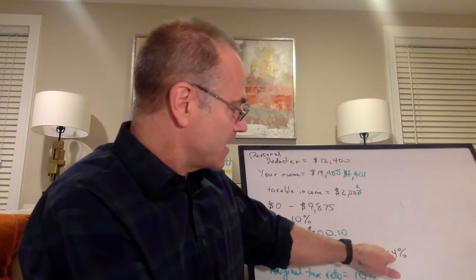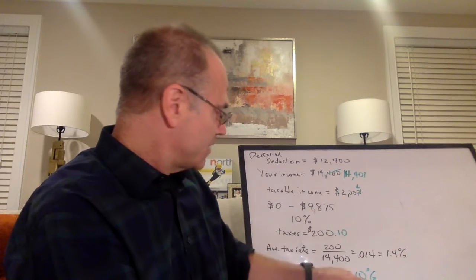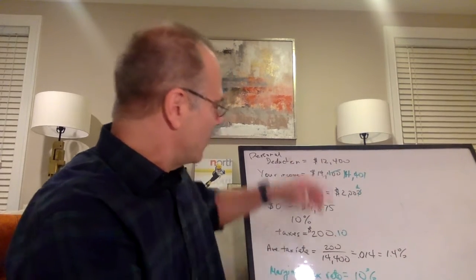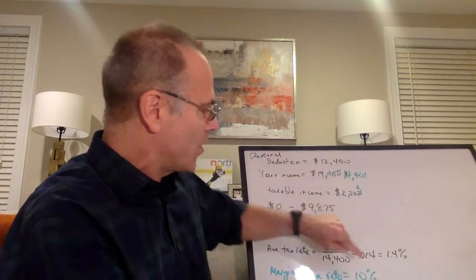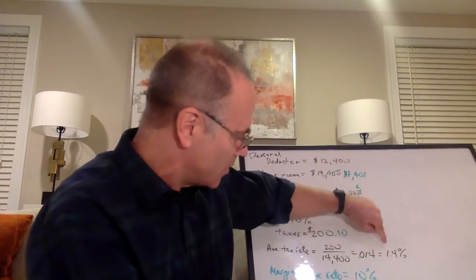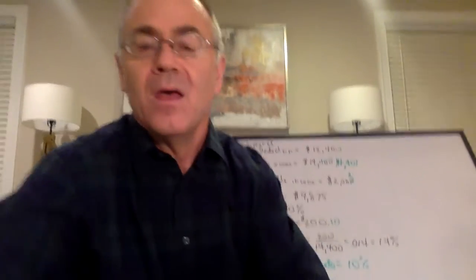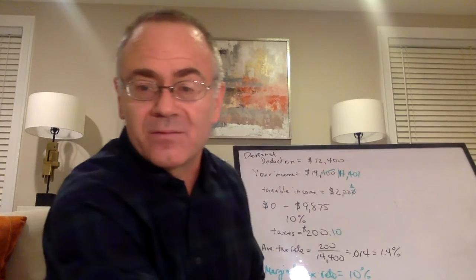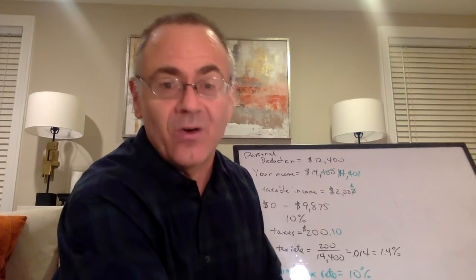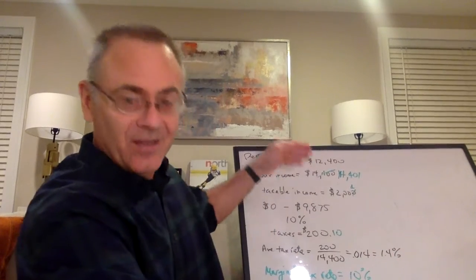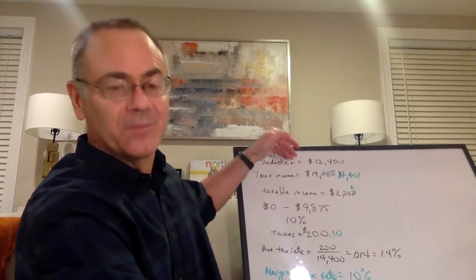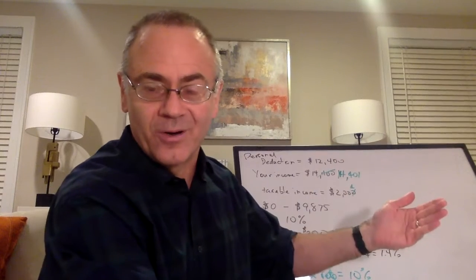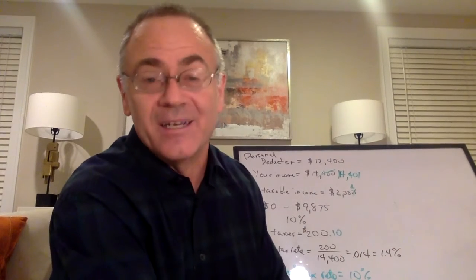Regardless, your average tax rate is going to stay about 1.4%. Your marginal tax rate is 10%. Well, regardless, on that 14,400, your marginal tax rate is 10%. Your average tax rate is 1.4%. Okay. Now, meanwhile, what if your income had been less than 12,400? What if your income was 10,000? If you earn an extra dollar, you still haven't gotten your taxable income above zero. Okay, so your marginal rate is still zero.